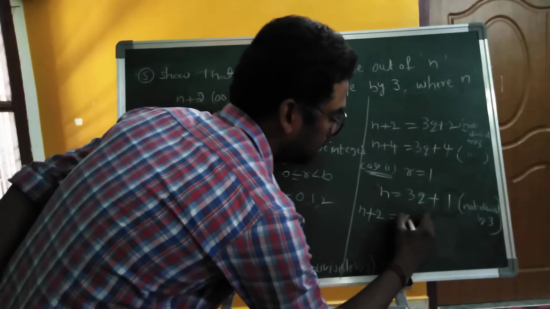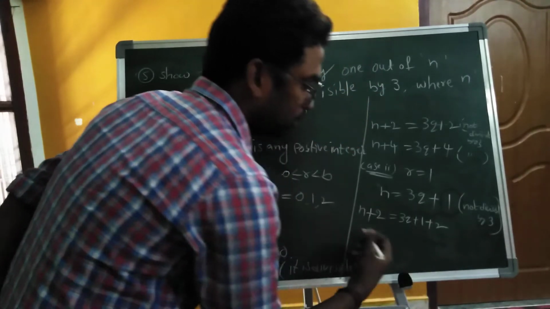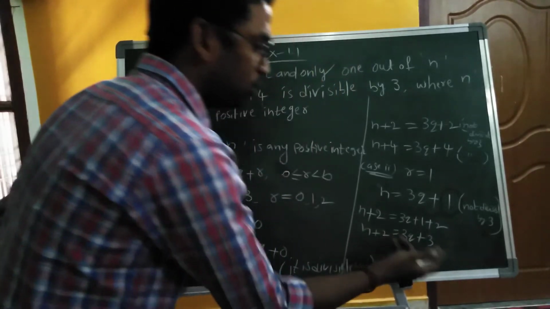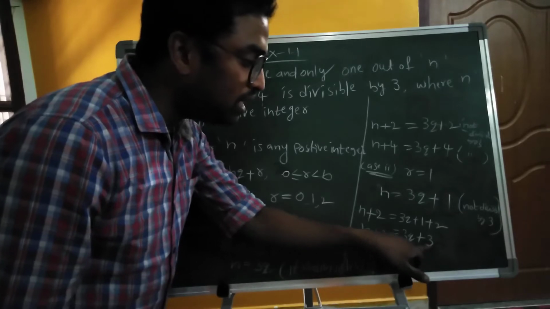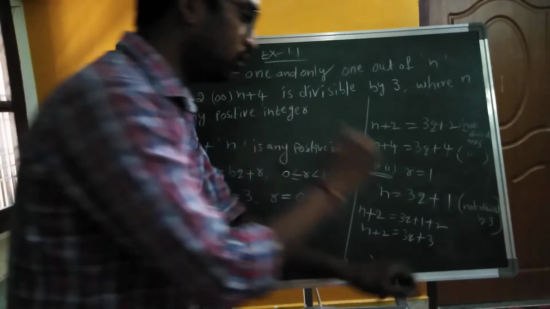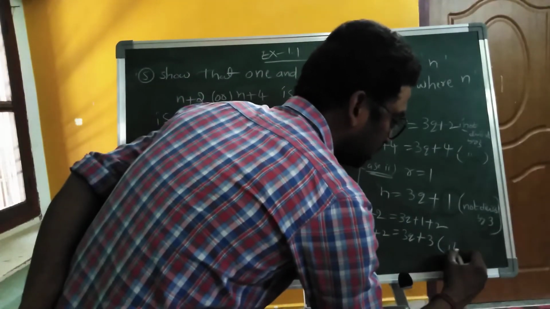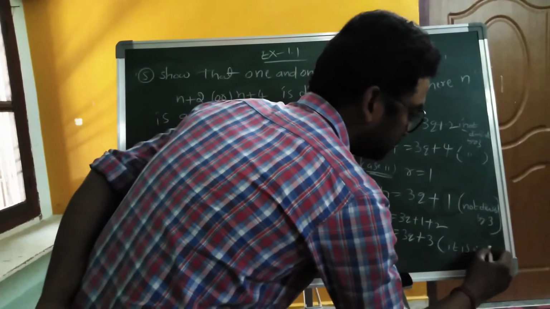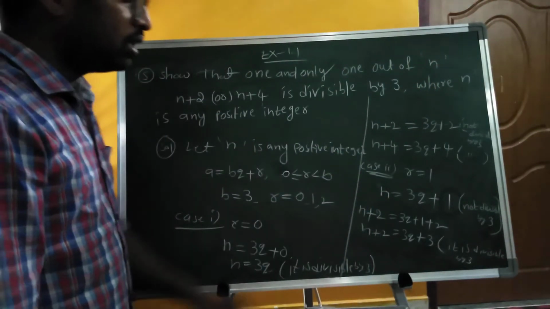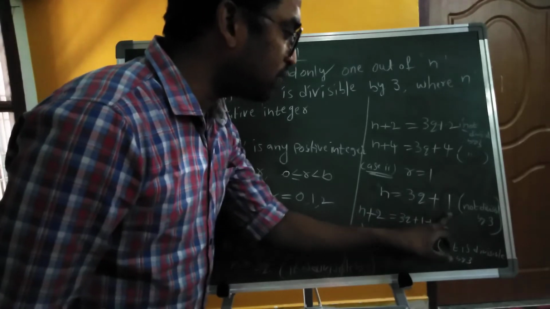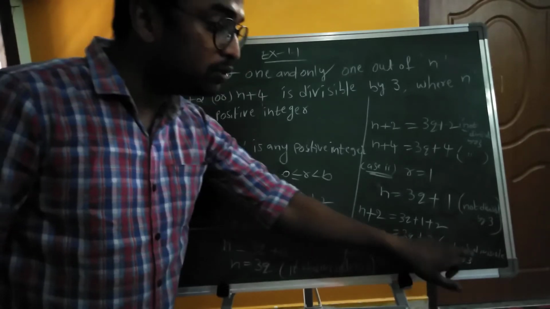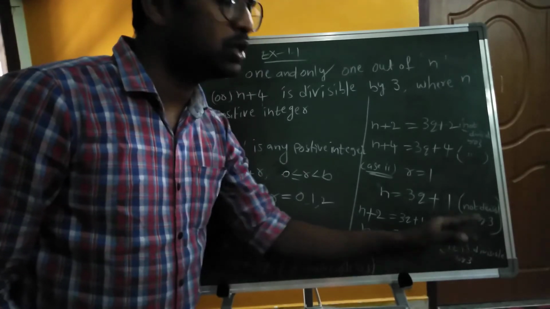N plus 2 is 3q plus 1 plus 2, which becomes 3q plus 3. So n plus 2 is equal to 3q plus 3. Here the remainder is 3, that's why it is divisible by 3. So clearly write down here, it is divisible by 3. Here n is equal to 3q plus 1, it is not divisible by 3. Here n plus 2 is equal to 3q plus 3, it is divisible by 3 because the remainder is 3.